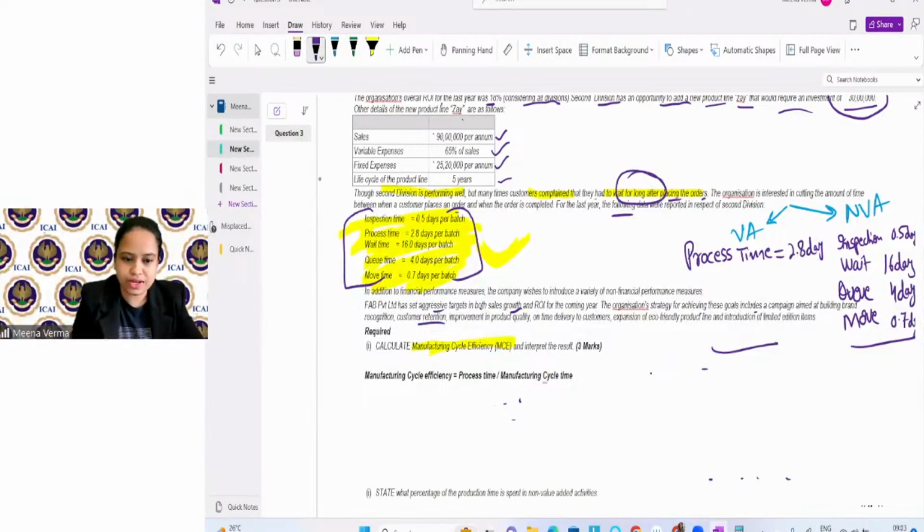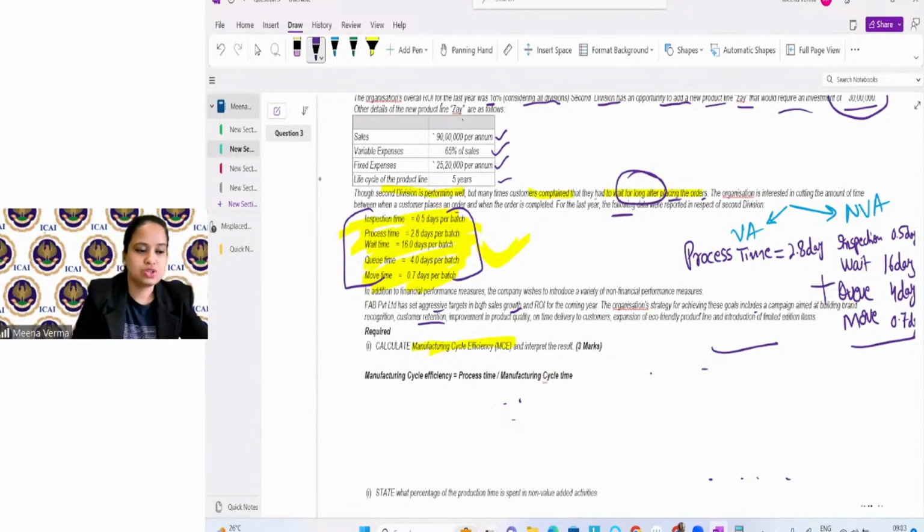Right? There is a lot of wait time, a lot of queue time, a lot of move time, a lot of inspection time, because of which the order is taking time to deliver to the customer. ये time बहुत ज़्यादा लग रहा है, तभी customer तक product धीरे धीरे पहुंच रहा है या फिर late पहुंच रहा है. This is the problem we are facing here.